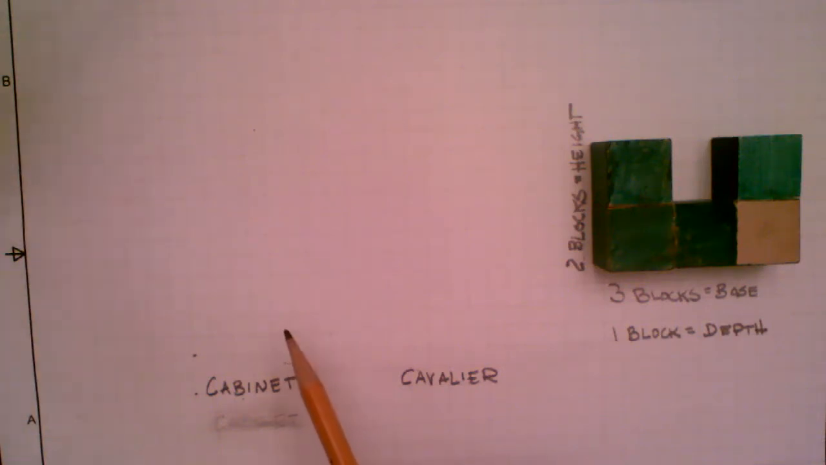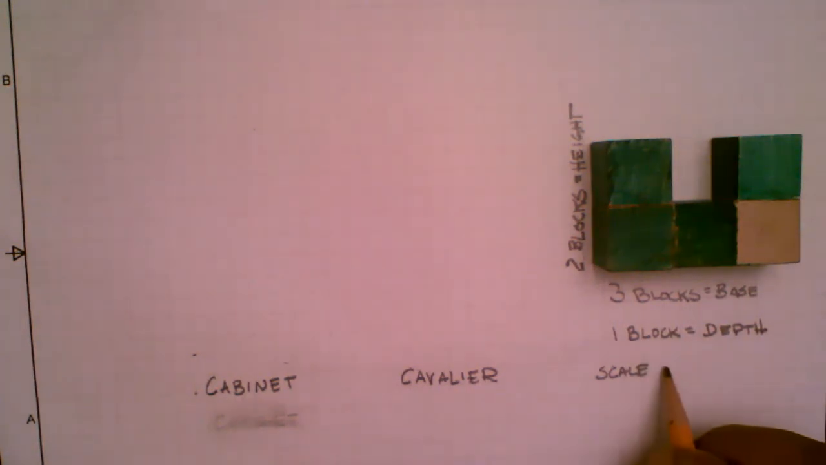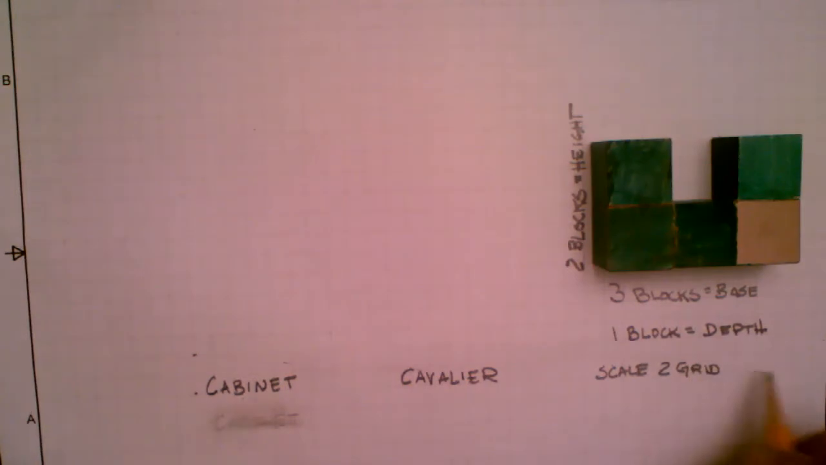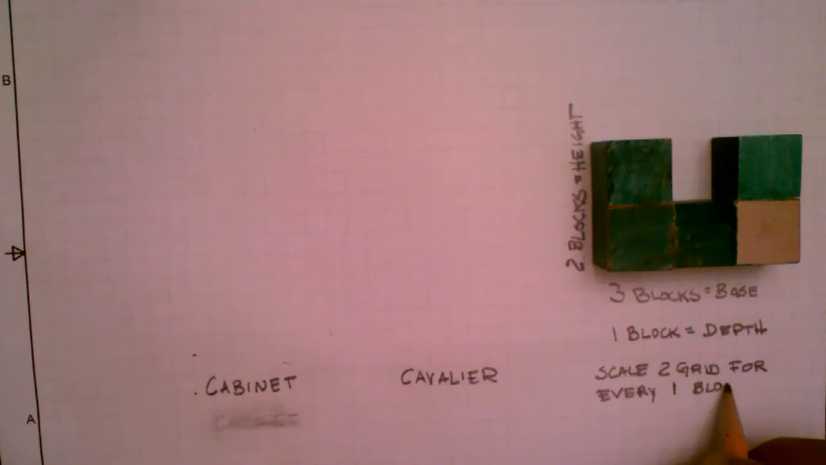I want the drawing to be a full enough size so that you can see the details. So I'm going to make a scale. My scale equals 2 grids for every 1 block of the part.